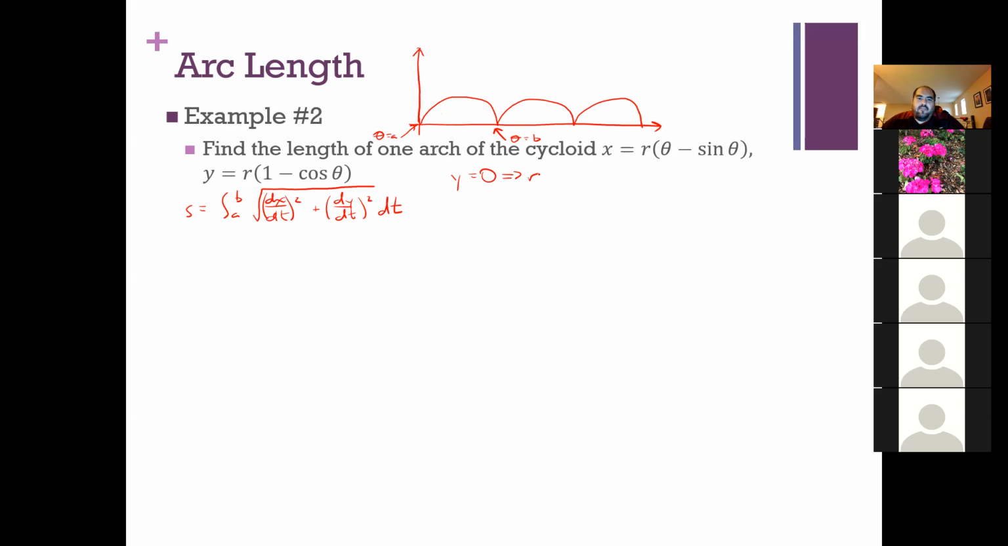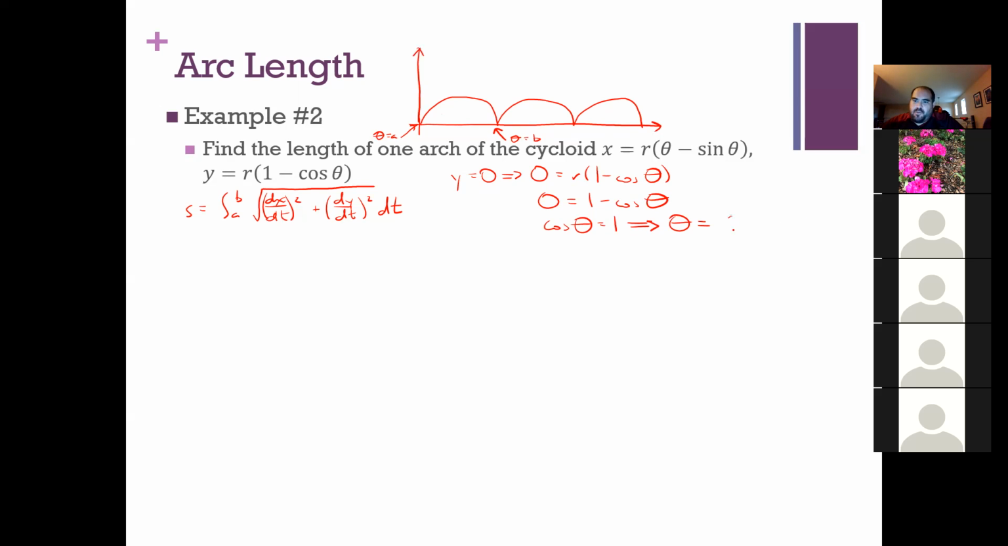And we get 0 equals r times (1 minus cosine theta). I'm going to divide by r, assuming r is a positive constant, otherwise this wouldn't make any sense. And I get 0 equals 1 minus cosine theta, or cosine theta equals 1. So when does that happen? What are the first two values of theta where that happens?